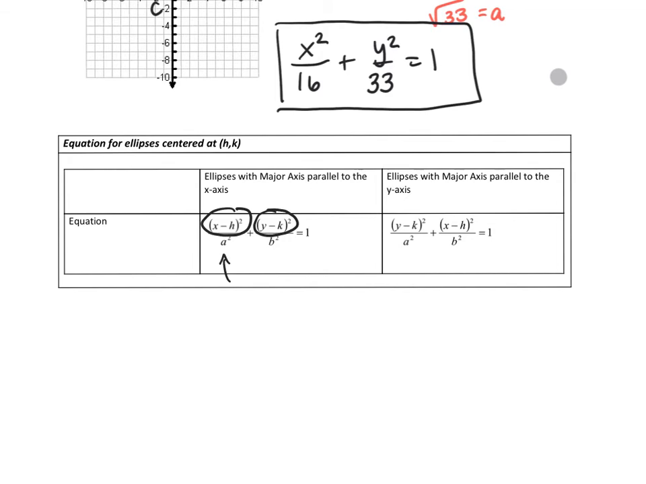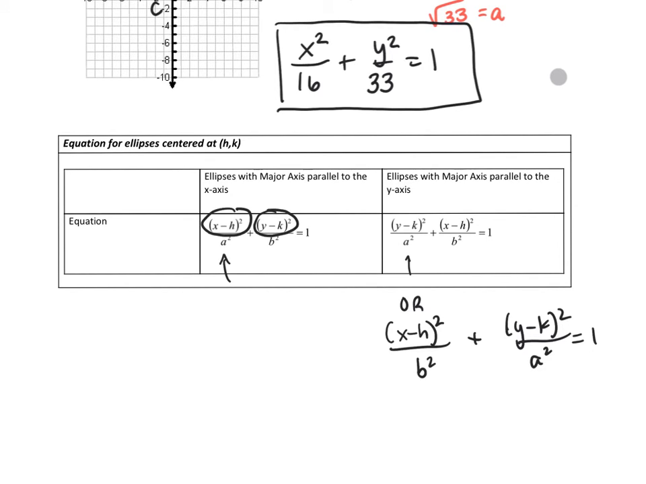If the A is bigger under the x, then it's going to be longer on the major axis horizontally, and vice versa. So in this case, if it is parallel to the x-axis, the a squared is under the x. Over here, the a squared is under the y. You could also write this second one, if you want to write h first, as x minus h squared over b squared plus y minus k squared over a squared equals 1. Either way is fine.